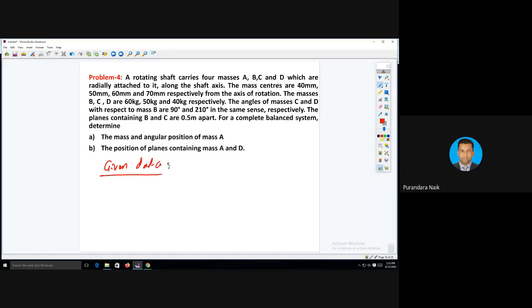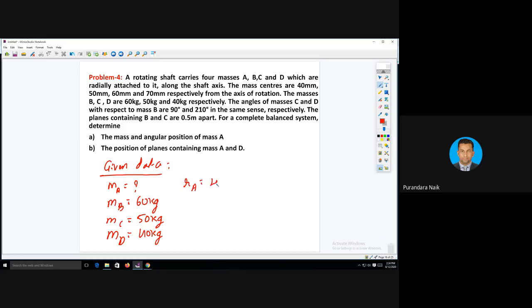Given data, mass A is unknown, that we don't know. Mass B is given, it is 60 kg. Mass C is 50 kg. Mass D is 40 kg respectively. The corresponding radii are also given.